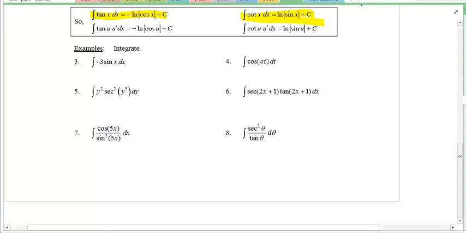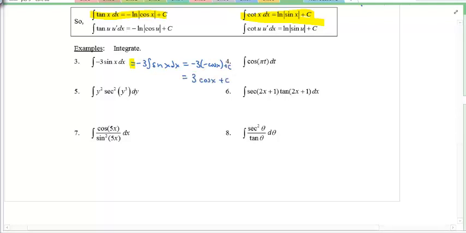So the first one I'm thinking, that's just negative 3 as a constant. I can pull that out. And I'm asked to integrate sine x dx, and of course that's just negative cos x, and then don't forget the plus c. So putting the two negatives together, there we have it.